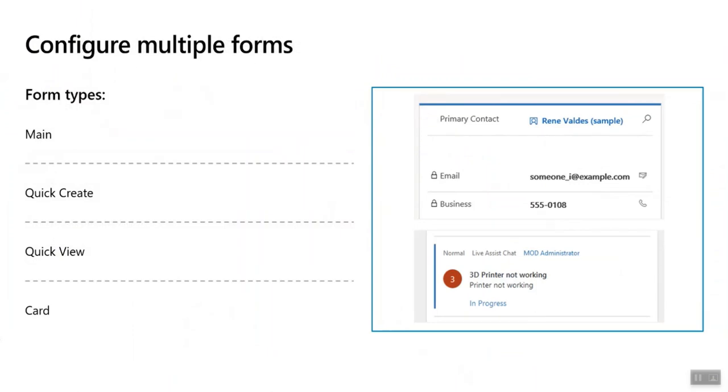So a form doesn't stick with only one form. With a model-driven application, you can just create multiple forms. So there are different types of forms that you can create. You can create a main form. You can use a create form or a quick view form or even a card type of form. So you have the ability to create any type of forms, as you can see here.